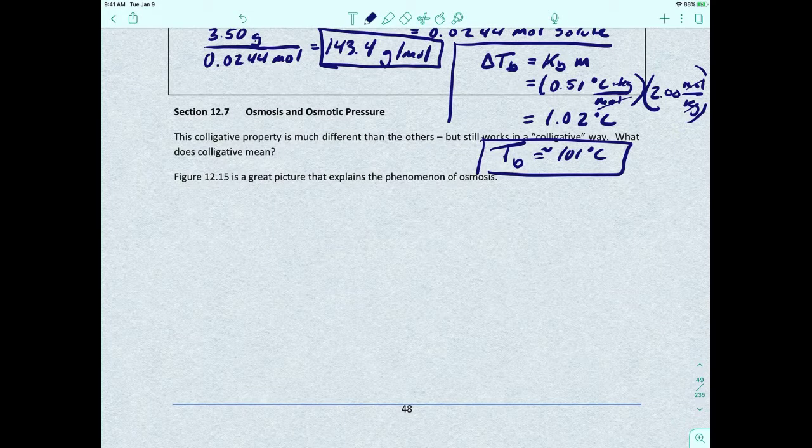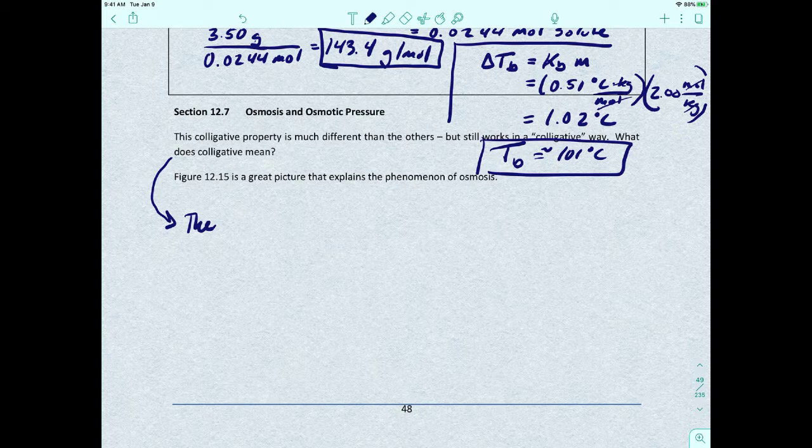The last colligative property that we're going to talk about in this course is osmotic pressure. This is much different than the others, but still works in a colligative way. So just to review or recap, what does colligative mean? That means that the properties are dependent on the amount of solute dissolved and not on the chemical identity.